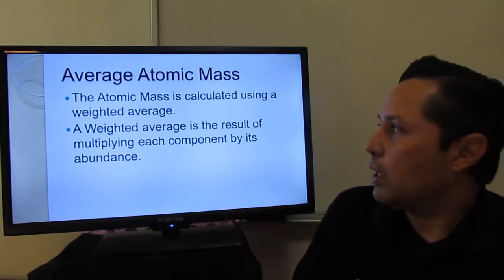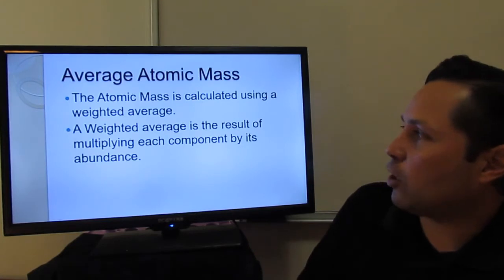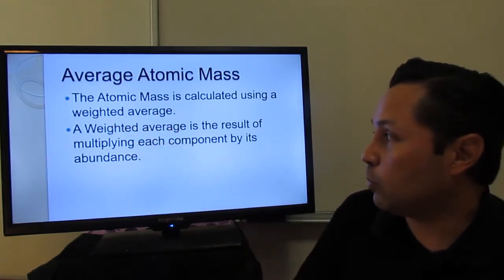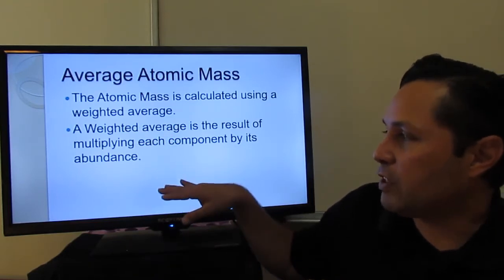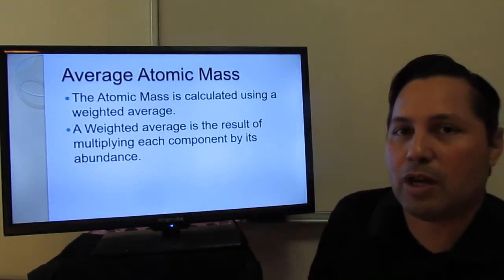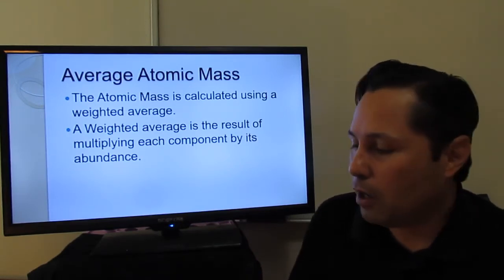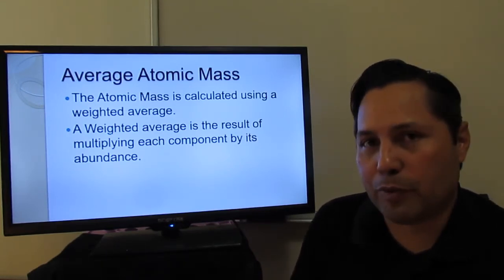Alright, so the atomic mass is calculated by using weighted average, as I mentioned. And the weighted average is the result of multiplying the mass of each isotope times its abundance. Abundance is what percent is made up by that isotope. Alright, so we're going to go ahead and solve some problems now.